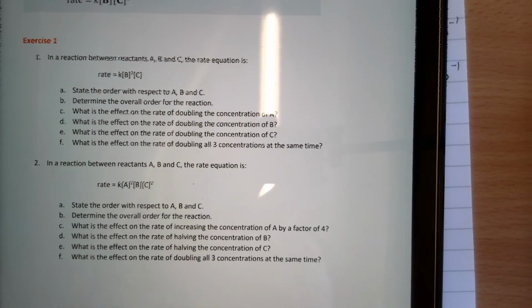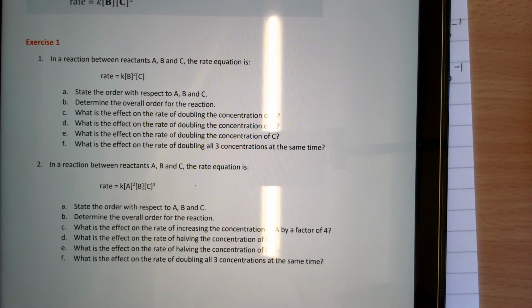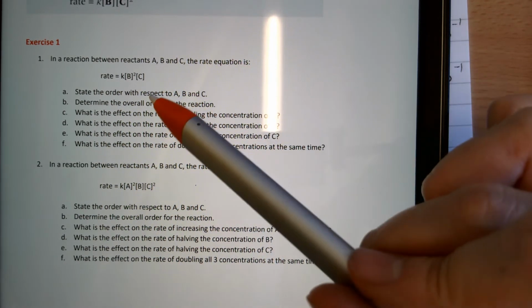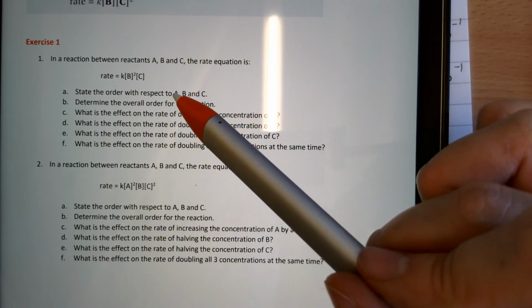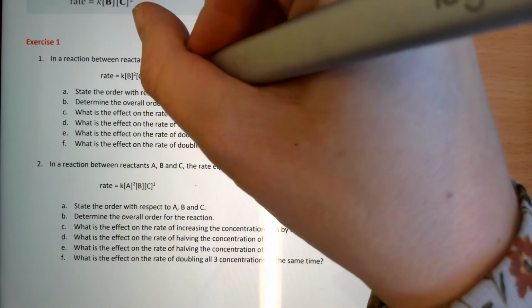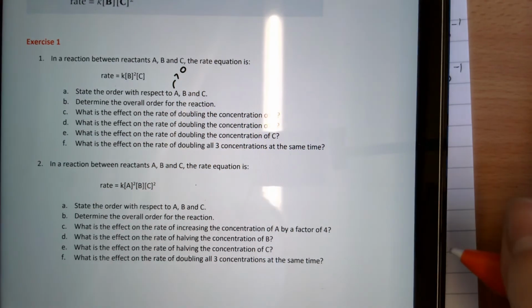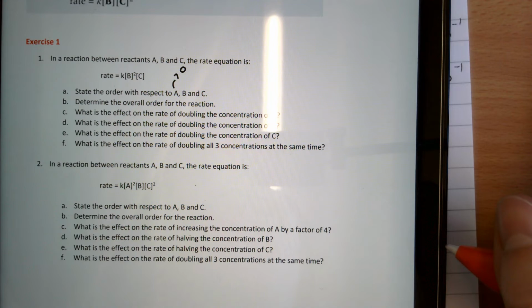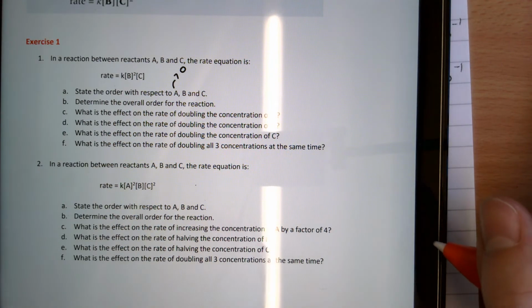So I've got a reaction here where I've given you the rate equation and I want to know the following. The first thing I want to know is state the order with respect to A, B, and C. There we go. So A is not in my equation. The reason it's not in my equation is because it's a 0 order. I don't need it in the rate equation because it doesn't affect the rate, and anything to the power of 0 is 1, so it just disappears.